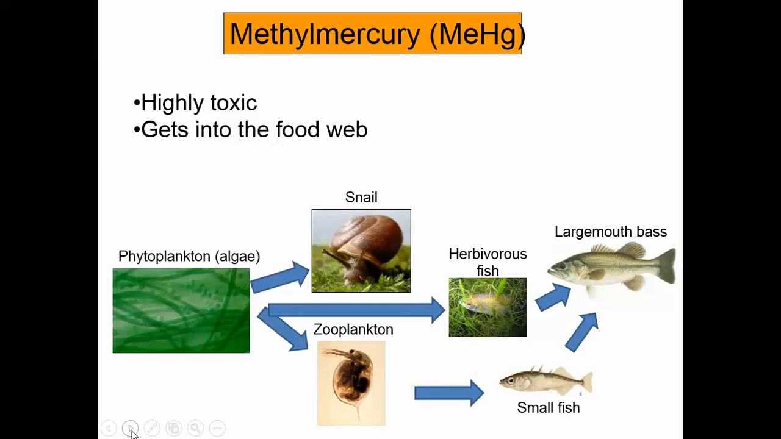So this methyl mercury actually does get into the food web, and it's really, really toxic. And again, just like we were talking about with our little M&M example, you have phytoplankton sucking up that methyl mercury. Phytoplankton is eaten by zooplankton as well as snails, as well as plant-eating fish. And then those fish are in turn eaten by either smaller fish or then eventually up to the top level consumer, the upper level consumer, in the largemouth bass.